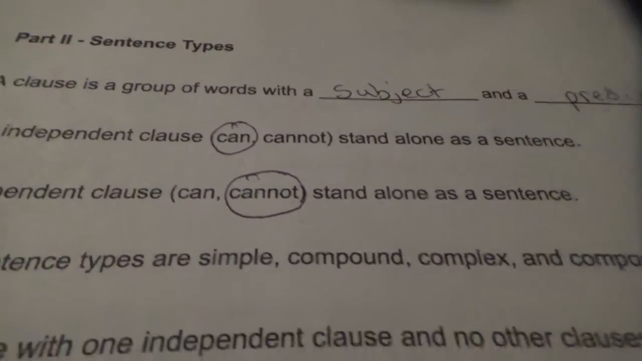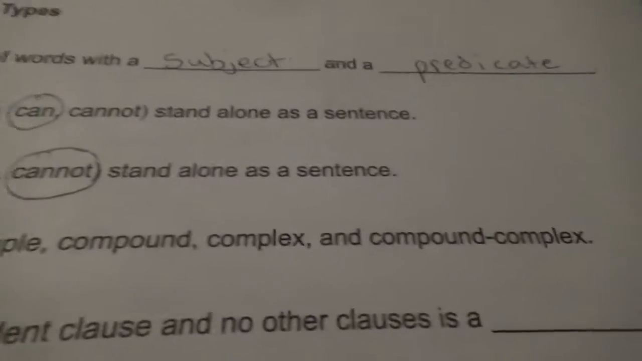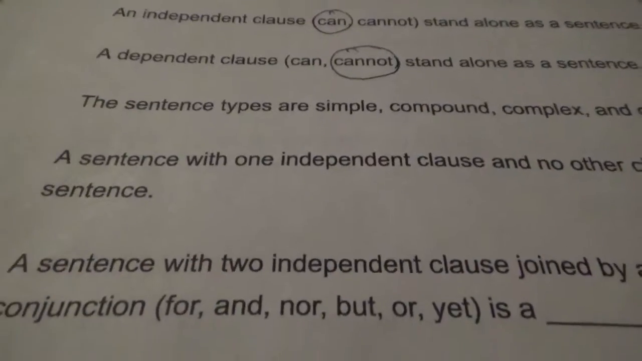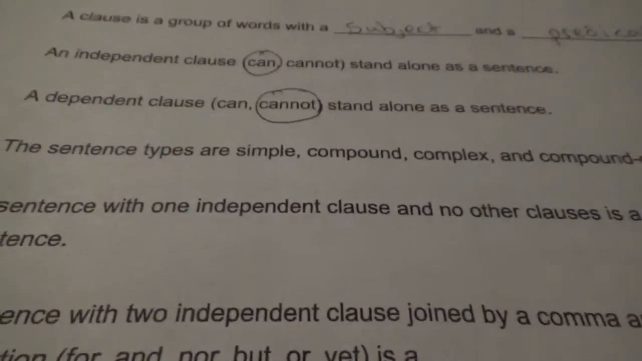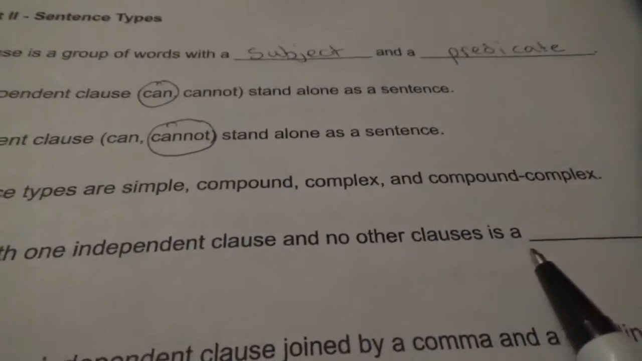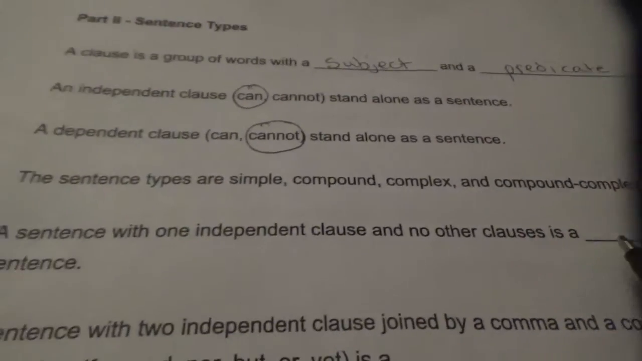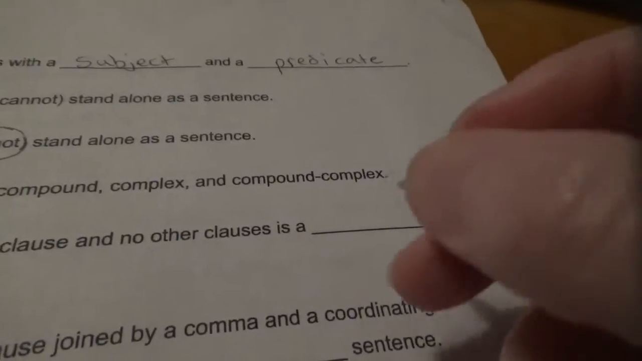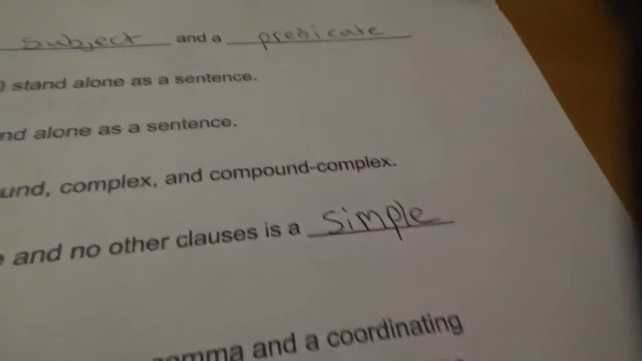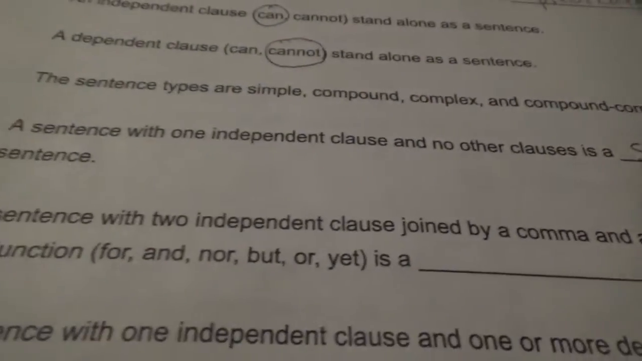The sentence types are simple, compound, complex, and compound complex. A sentence with one independent clause and no other clauses is a simple sentence.